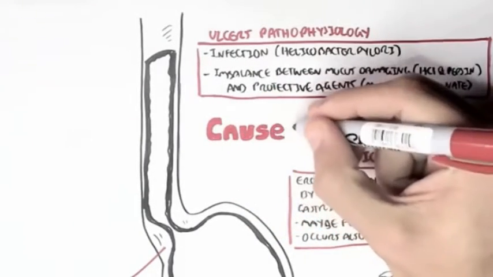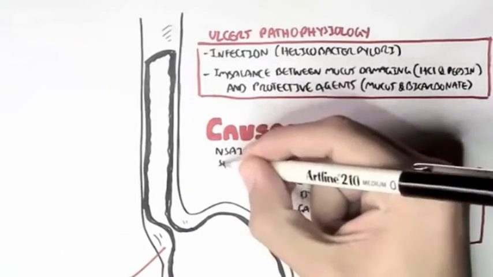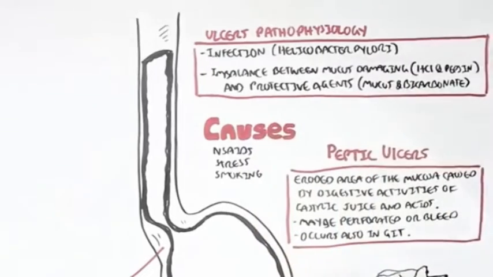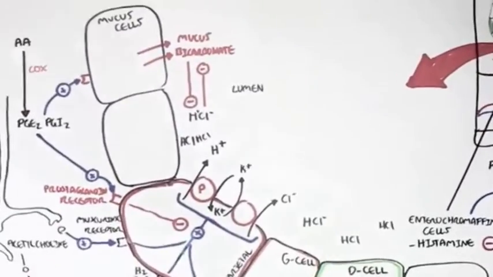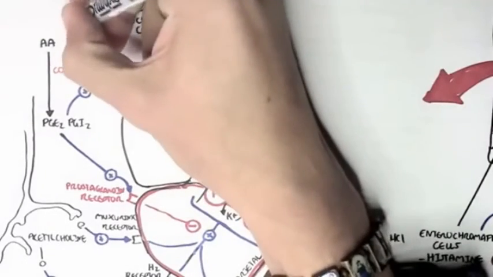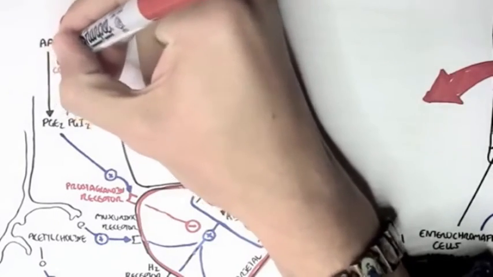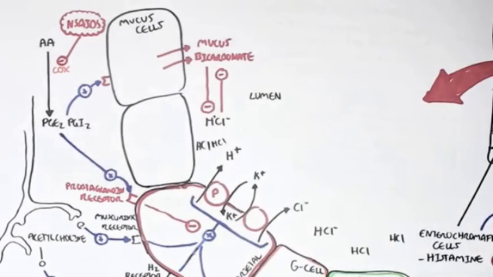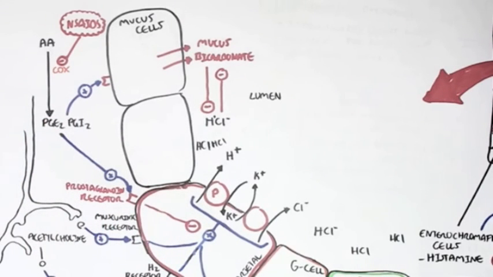Now, peptic ulcers can be induced by stress, smoking, and non-steroidal anti-inflammatory drugs, NSAIDs. Now you might think, how would NSAIDs possibly do this? Well, remember down here, prostaglandin E2 and prostaglandin I2 normally inhibit hydrochloric acid secretion. NSAIDs work by inhibiting the enzyme COX, which is responsible for making prostaglandin E2 and prostaglandin I2. So if we inhibit the synthesis of these prostaglandins, it would mean that more hydrochloric acid can be secreted, which can cause peptic ulcers.